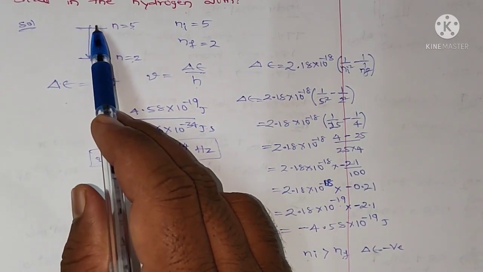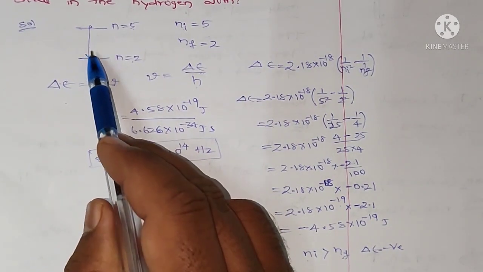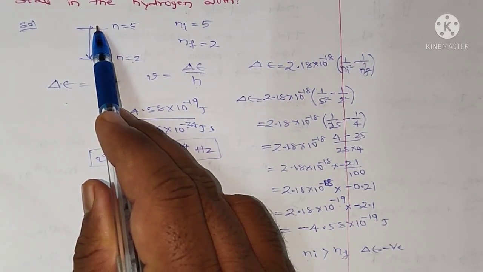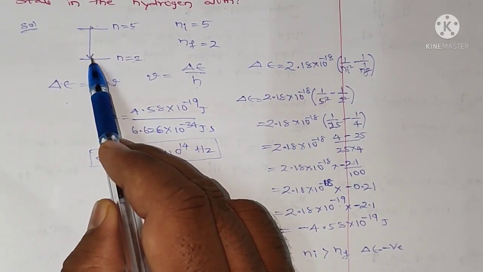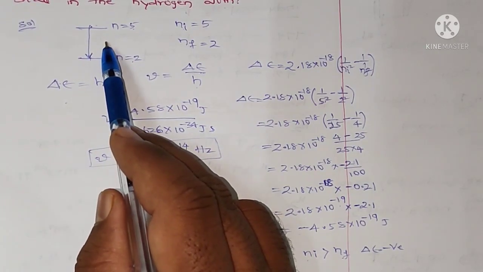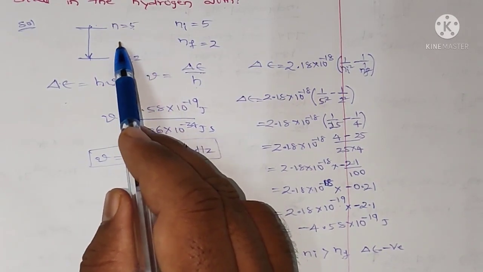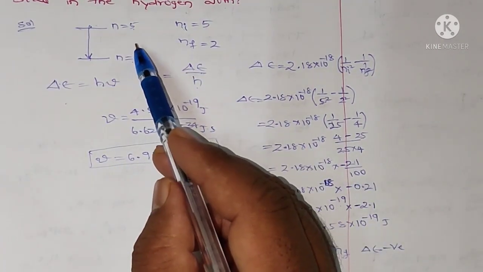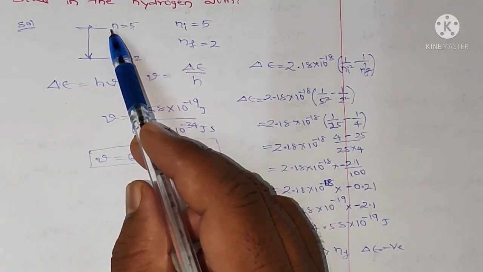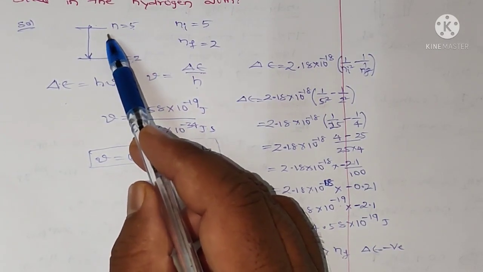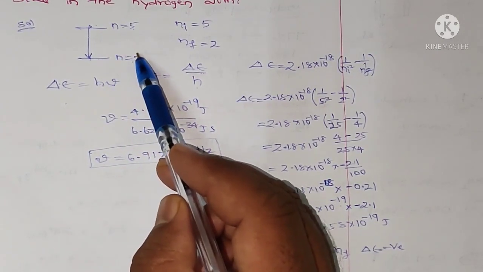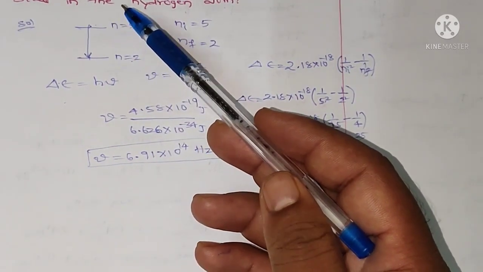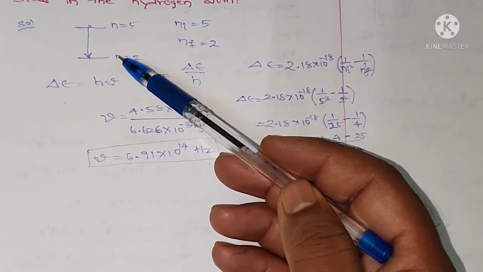So here the photon comes from the fifth level to the second level. When the particle comes from a higher energy level to a lower energy level, then the energy will be emitted. So here the energy is emitted, and here the spectral line is in the visible region, and it is a Balmer series because the photon comes from a higher level to the lower level of second.